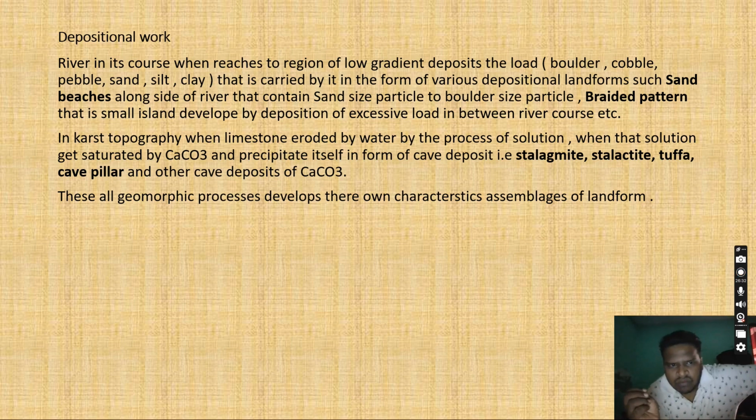Now, if you talk about depositional features in karst topography, as I already told you, there are stalactites, stalagmites, and calc tufa. When CaCO3 gets saturated within the solution and there is no scope for further saturation, it gets precipitated in the form of cave depositional features: stalactite, stalagmite, tufa, calc tufa, cave pillar, etc. These are the geomorphic processes that develop their own characteristic assemblage over landforms and also leave their imprints over the land.